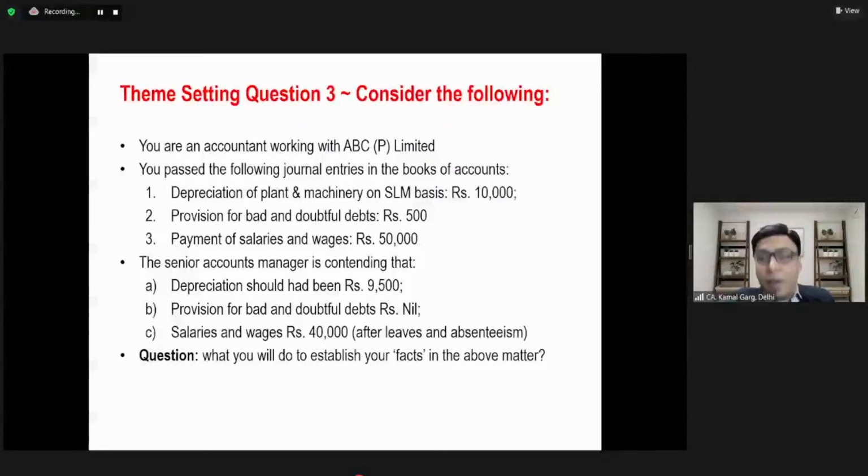Now let us change as a customer or as a client. In question number 1, I was a customer. In question number 2, I was a client, and here I am an accountant. Now consider the situation. I am the auditor of ABC Private Limited. I also will be examining whether depreciation has been correctly computed or not. I would be assessing and evaluating whether provision for bad and doubtful debts is appropriately provided or not. I will also be examining whether payments of salaries and wages are made after considering the attendance sheet or not.